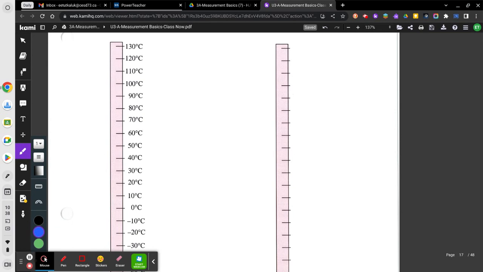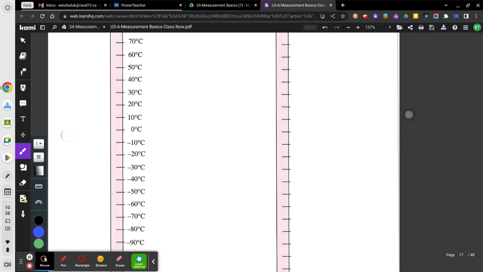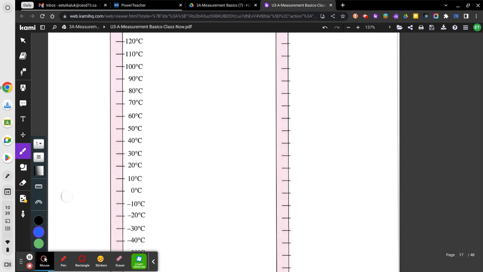All right. So we are going to circle 100 degrees Celsius, and we're going to call that boiling point. Boiling point. Okay, so 100 degrees. Find that page with the thermometers.